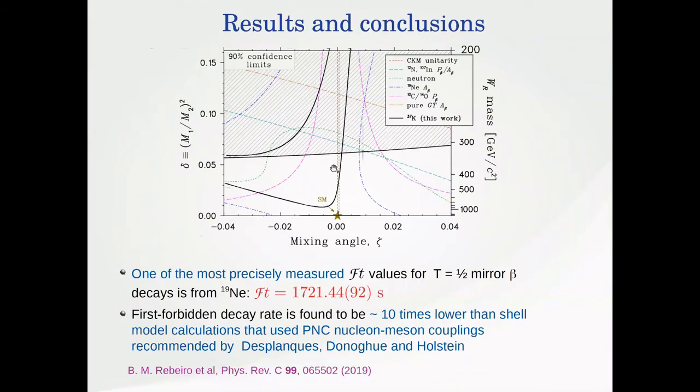As a result, we have ruled out most of this part, most of this part, and most of this part. So this is the region where delta and psi have non-zero values at the 90% confidence level. This is one of the most precise limits to date. And okay, so that was our neon-19 measurement.